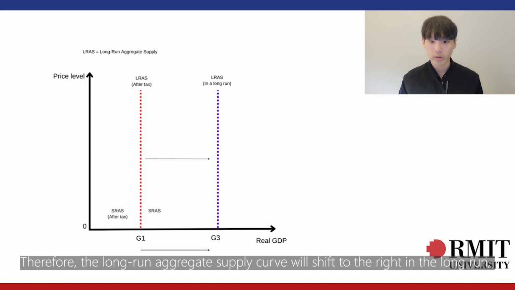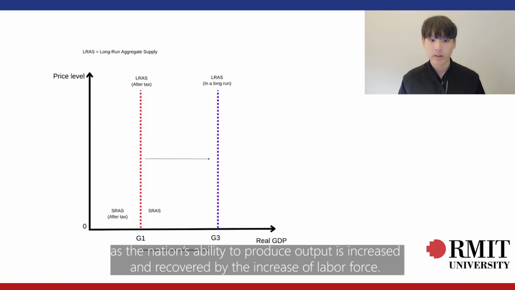Therefore, the long-run aggregate supply curve will shift to the right in the long run, as the nation's ability to produce output is increased and recovered by the increase of the labor force.